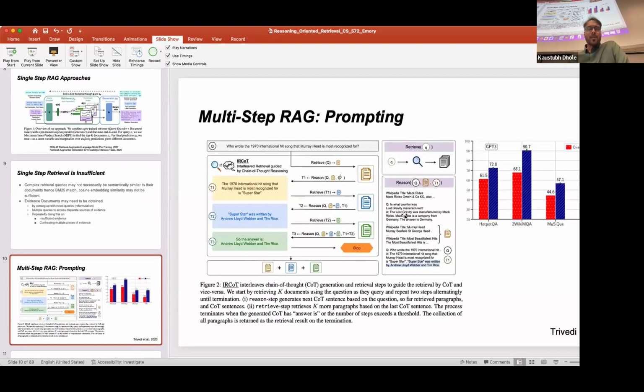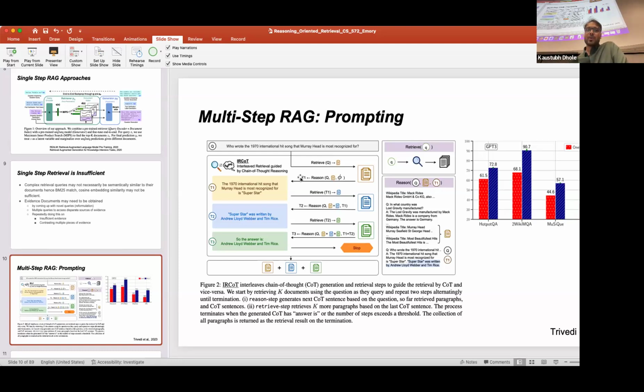So before going to reasoning, let's look at multi-step RAG. Here, essentially, retrieval is performed multiple times. What they do is this is just a prompting approach. They don't train it. We'll look at training approaches further.